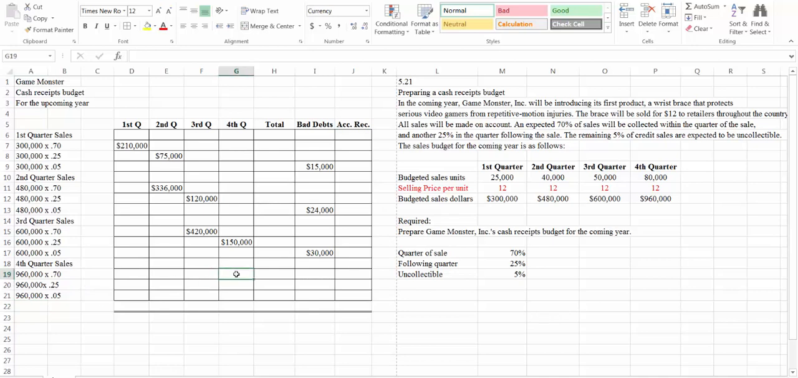Okay, so in our fourth quarter, we have our sales of $960,000. 70% of that will be collected in the fourth quarter, and then the other 25% won't be collected until next year. So the 25% of our fourth quarter sales we're going to put into accounts receivable. So at the end of the year, that 25% will be waiting to be collected the following year. And then again, we're going to put the bad debts in the year of sale.